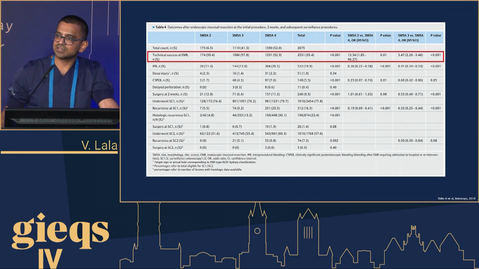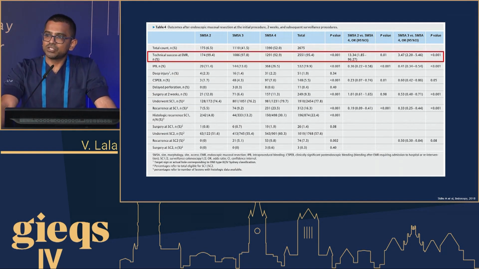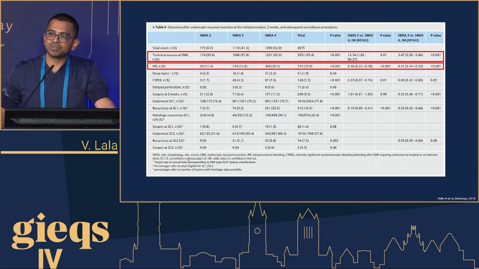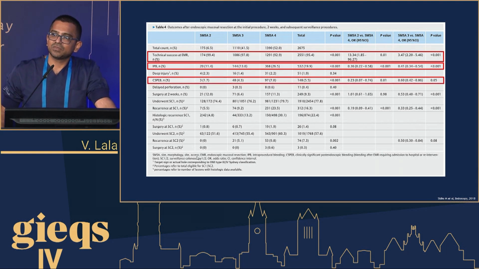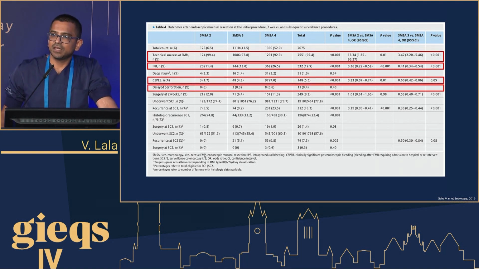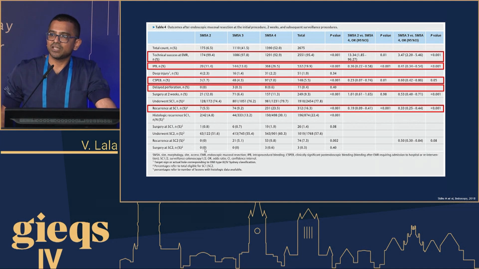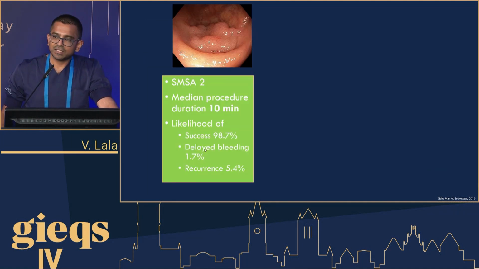And is there literature to support that the score actually has clinical relevance? And there is. This is a study done by Michael Burke's group, which shows that as you go up in the SMSA ranking, your technical success decreases. You have more intraprocedural bleeding. You have more delayed bleeding. You have more delayed perforation. And you also have higher recurrence rates.